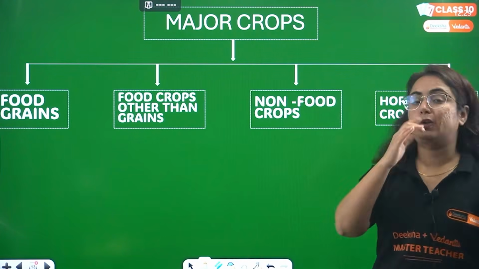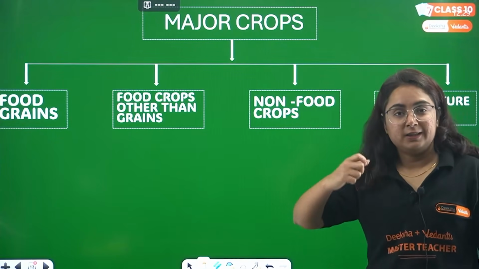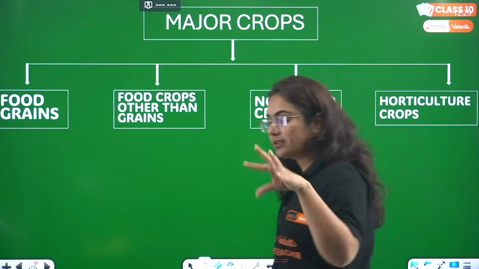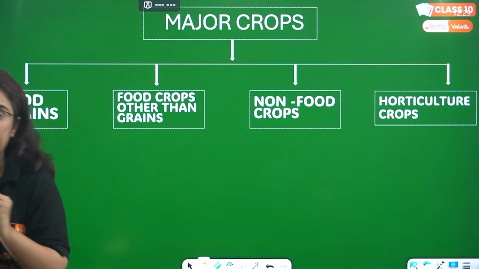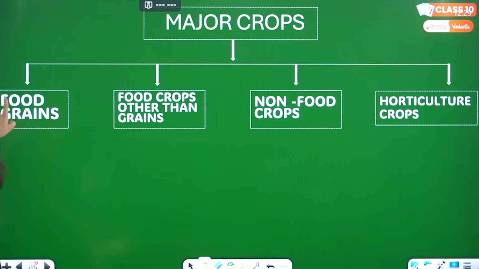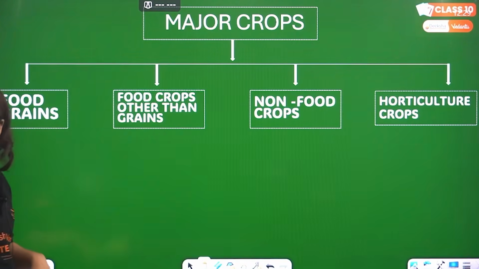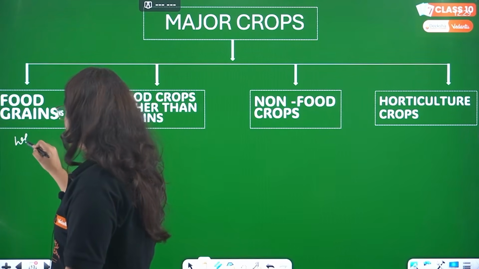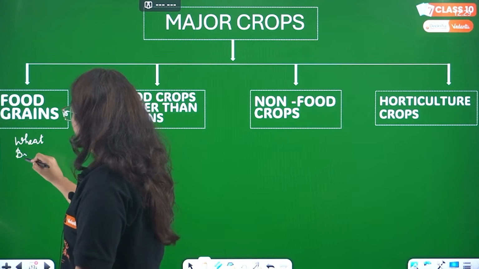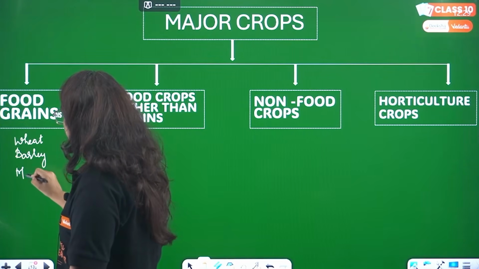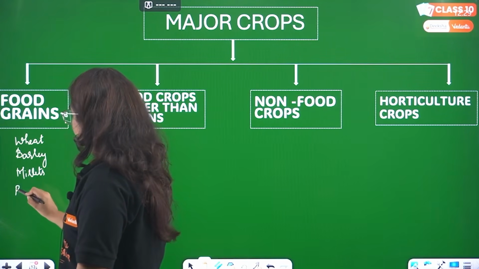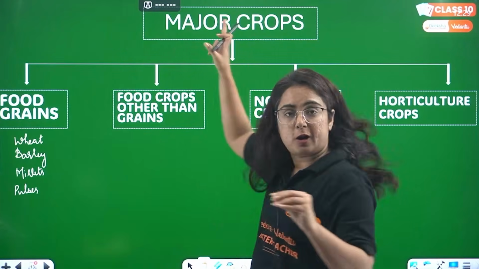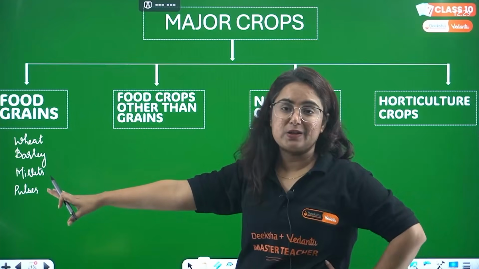Yes. Major crops. Now the chapter begins. The real chapter begins from where we get scared. The chapter includes some of the major crops of India. What are those? First, we will learn about food grains, my dear students. Food grains like wheat. Yes, it is a food grain. Then we will learn about barley, then millets, then pulses. So the first topic in these major crops of India is the food grains of India.